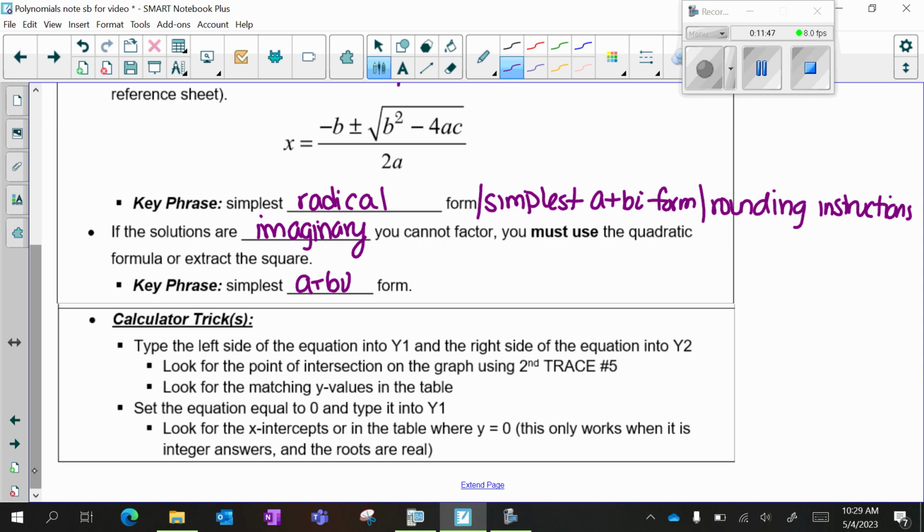Calculator tricks when you are factoring and solving are similar. When you are solving, and I'm looking for a solution, remember we can always do a point of intersection with y1 on the left side, y2 for the right side, and using second trace 5 or going to the table. And you can always look for your zeros in the table or your x-intercepts on a graph.